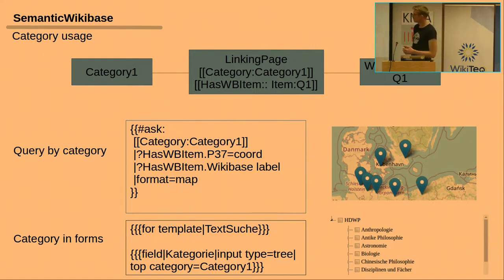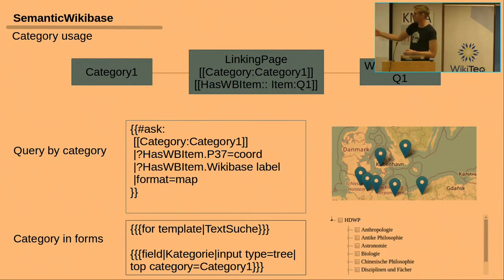You can have categories defined, and then you just define a linking page which says, okay, I'm in category 1, and I have a semantic property which links to a Wikibase item, and then you can make queries out of it. For example, you can say, okay, I want a Semantic MediaWiki query: give me all Wikibase items that are linked to category 1, and then give me the coordinates of it to display it as a map.